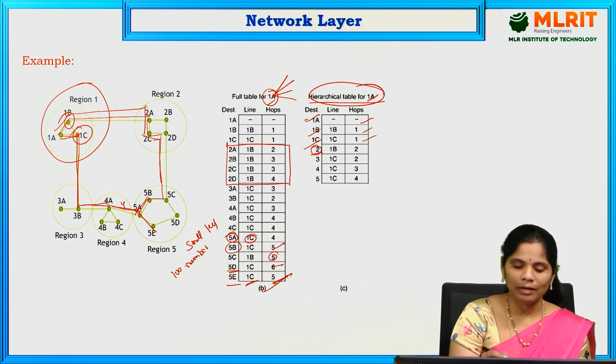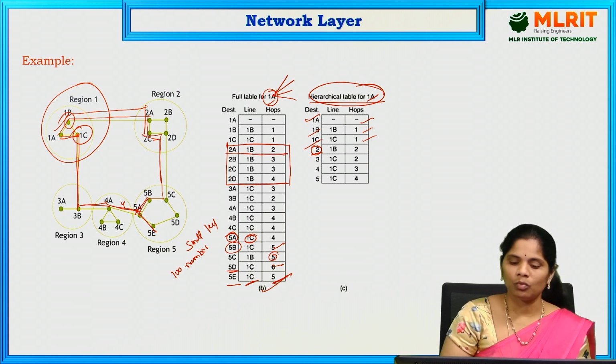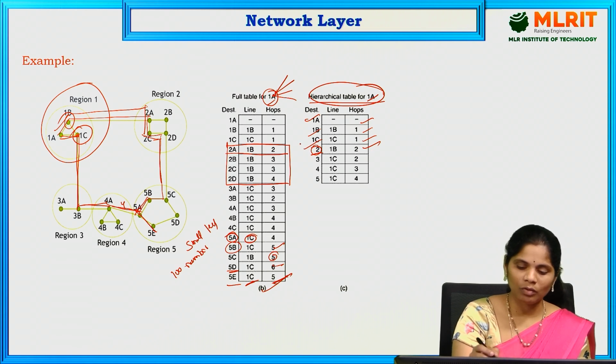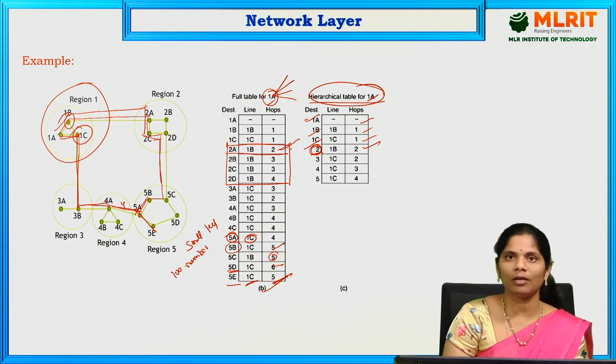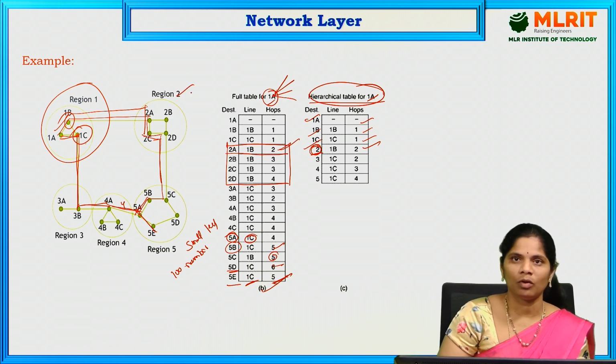In this particular case, which one is the smallest distance? 1B. 2A through 1B is 2. That condition you have to mention here. Means for going to that particular region 2, which one is the shortest distance? If we take that one, we can reach all other nodes of region 2. That's why we write the shortest distance of region 2.